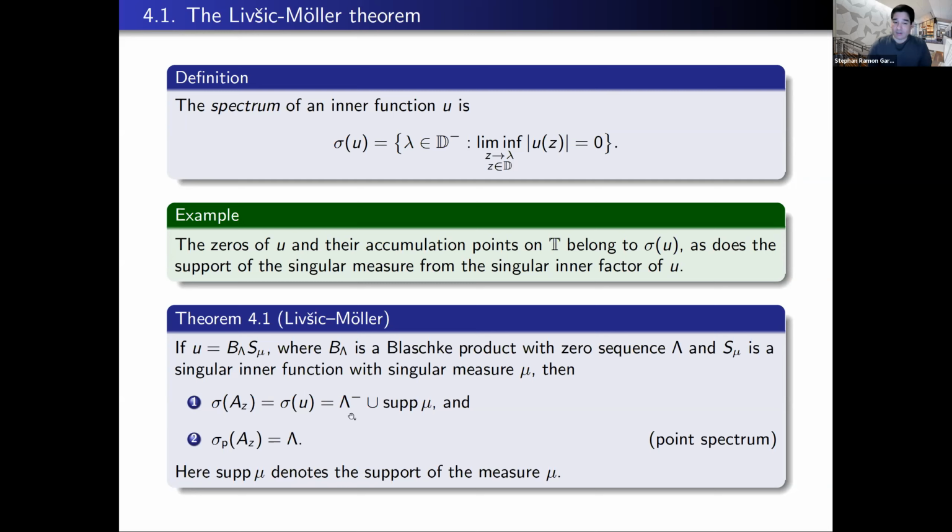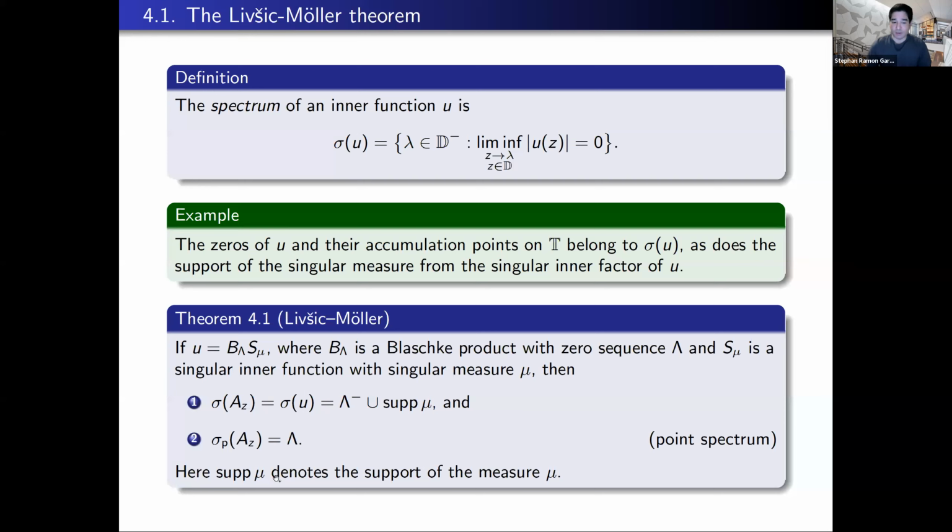And it turns out the spectrum of the inner function is what you think it should be. Well, how do you get here? We only have two ways that we know how to get there. You're in the closure of the zero set of the Blaschke factor, or you're in the support of the measure from the singular inner factor. The other result here is that the point spectrum, the set of eigenvalues of the compressed shift, is the zero sequence of the Blaschke factor.